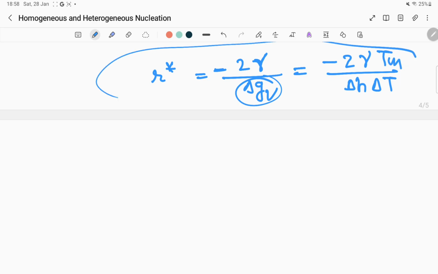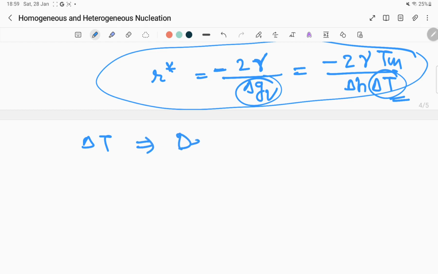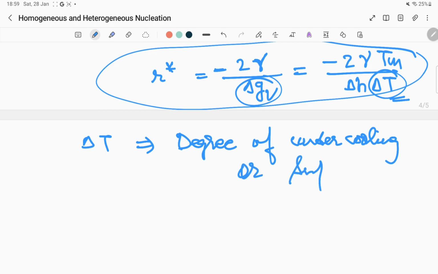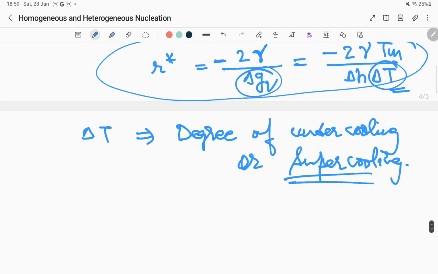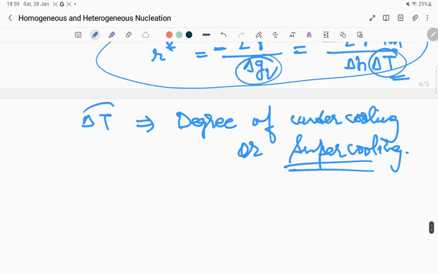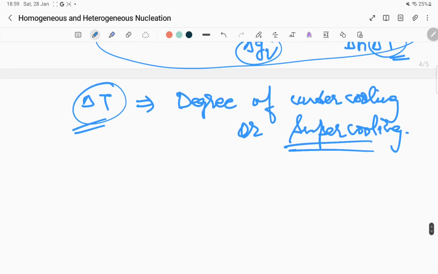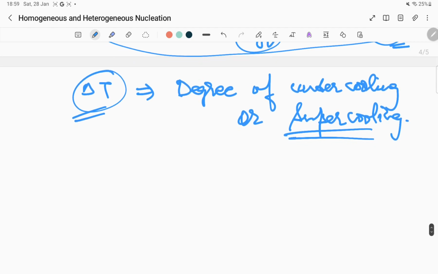So finally this is the relation between undercooling and R star, where undercooling is delta T. Delta T is also called degree of undercooling or supercooling, which is the major requirement for homogeneous nucleation. In case of homogeneous nucleation, we need delta T. Without this delta T, the homogeneous nucleation will not proceed easily.